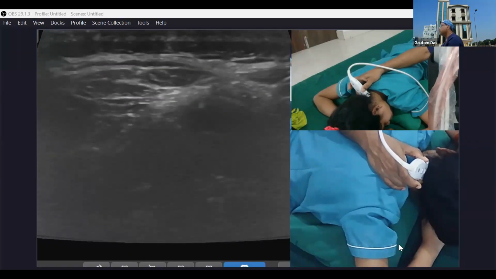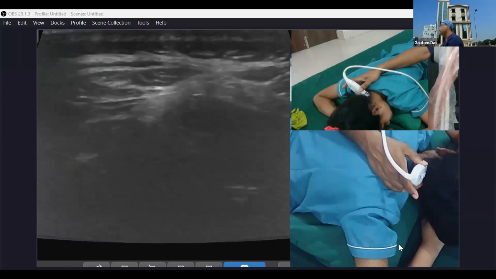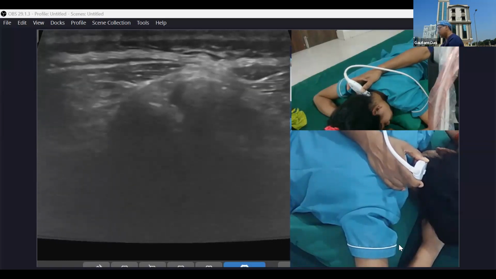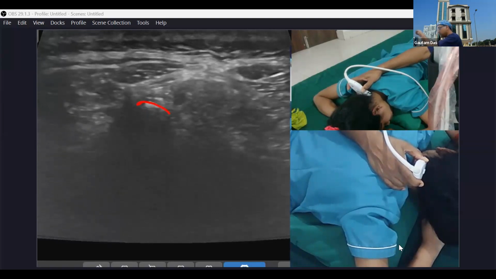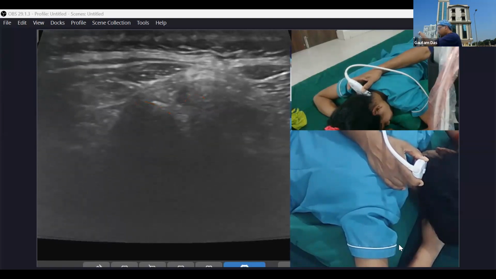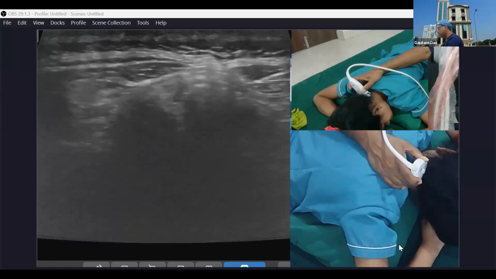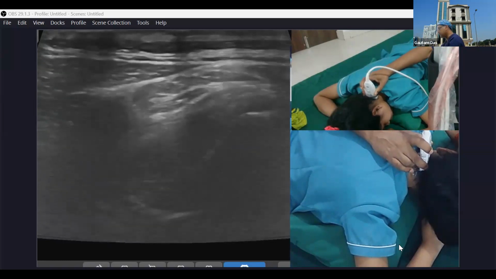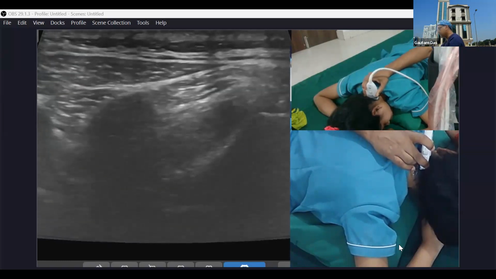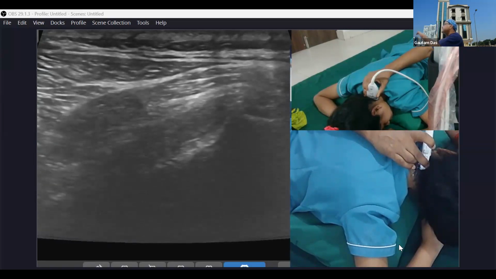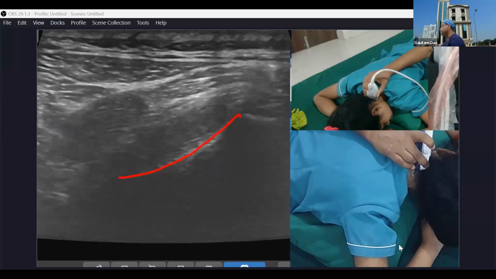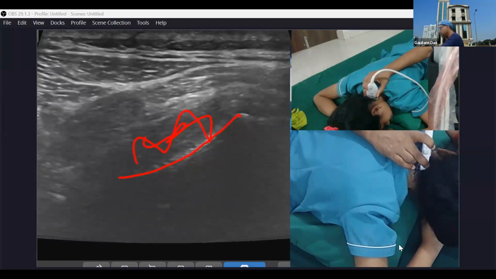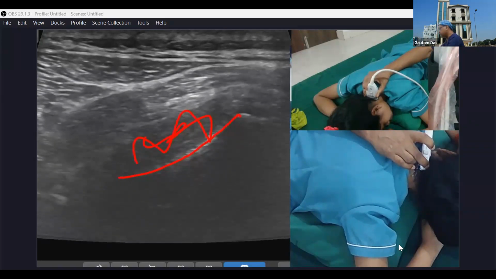Now, if I'm coming down, I'll be searching for the bifid spinous process. This is your bifid spinous process. There's a projection coming out. This is the spinous process because they turned the head to one side. At this point, I'm coming lateral. Now we'll be able to see the lamina. This is the lamina of your C2. So which muscle lies above the lamina of C2?